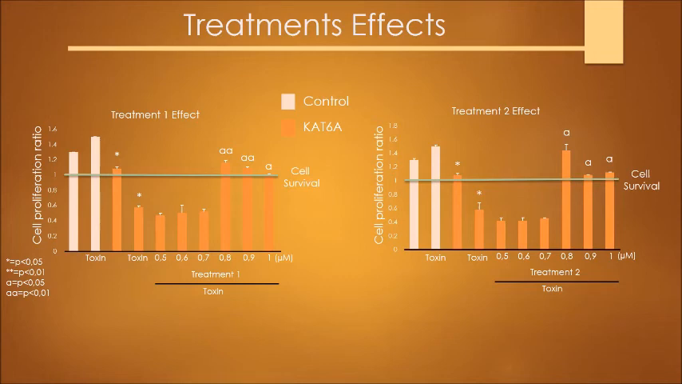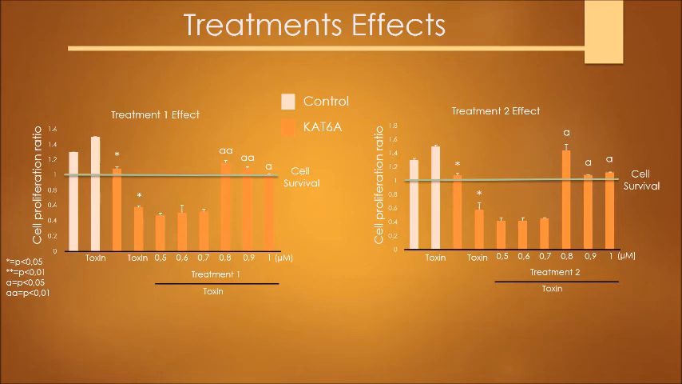As we can see, we tried a lot of treatments, but we found three treatments that result in growth of the KAT6A fibroblast. We see that with the toxin alone the cells don't survive. This line means that the cells survive. There are more or less cells than at time zero. We see that at an increased level of this treatment, exactly 0.8 micromolar, the cells could survive with the toxin. This means that this treatment could be helpful for the KAT6A fibroblast.